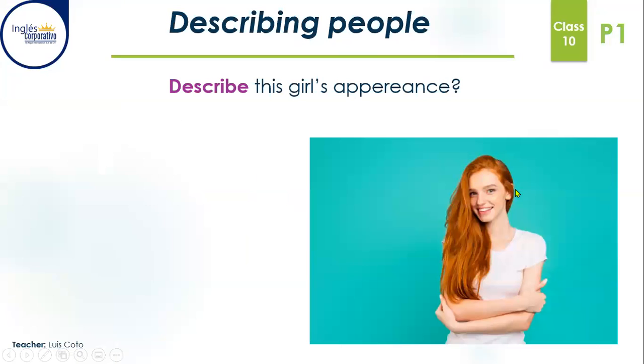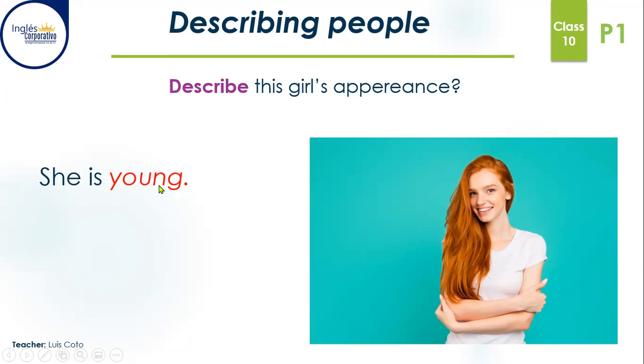No problem. Okay, check. Describe this girl's appearance. How can you describe her appearance? ¿Cómo describiría la apariencia de esta chica? Beautiful. Beautiful. Happy. Beautiful, happy. Okay, perfect. Happy. Nice. Pretty, pretty. Okay, perfect. You are using adjectives already. Relaxed. That's another adjective. Okay, pretty good. In other words, you are using adjectives.